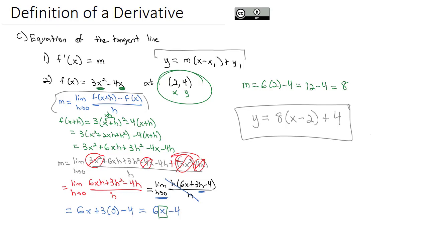It's your turn to practice some of these, finding the derivative using the definition. Make sure you're showing all your work on every step, and then also finding the equation of the tangent line.